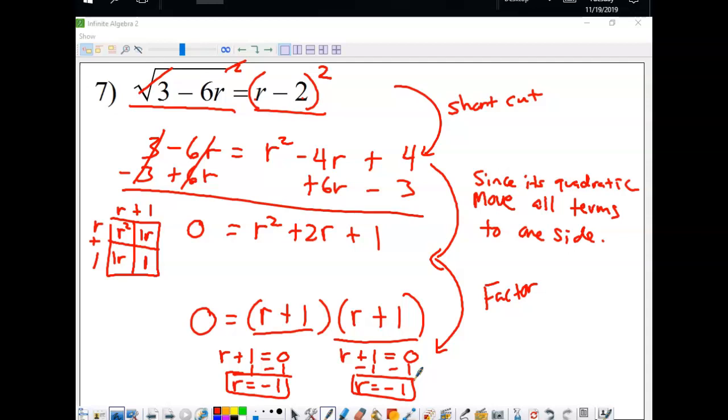So, two things that were different here. Ready? Since this side wasn't just one number, it was a binomial, when we square it, we have to use that shortcut. The other thing that was different is, since we had a quadratic, we need to move everything to one side and factor it to solve it. Okay? A little bit harder. See how you guys do.